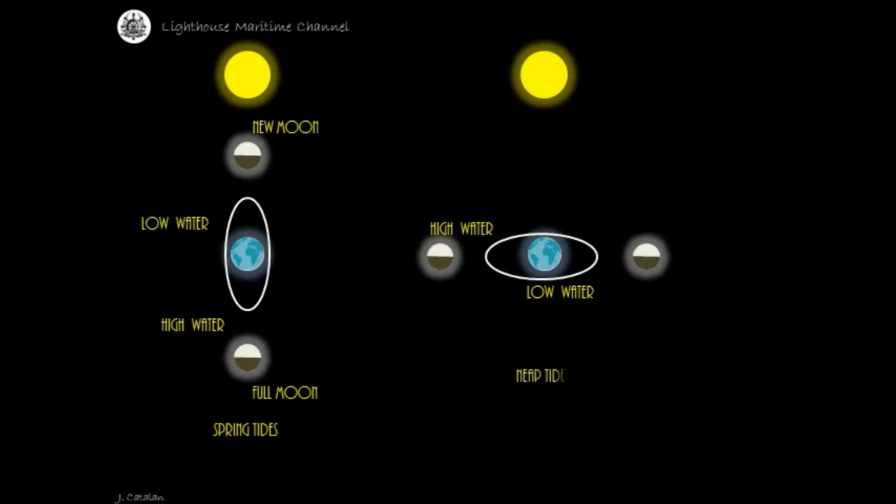Neap tides are tides that have lower highs and higher lows. They occur when the Moon is at quadrature with the Earth and Sun, at times of first quarter and third quarter, where the range of tide is less than the average.